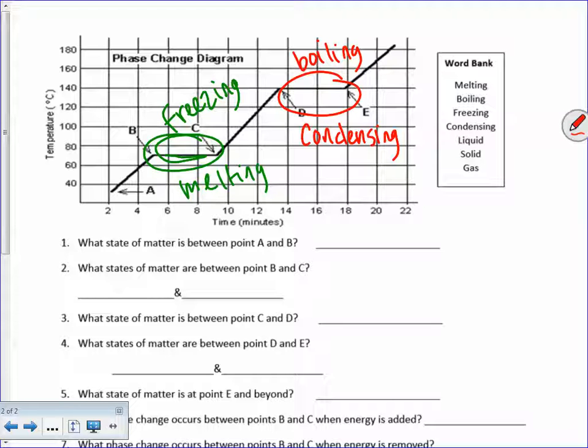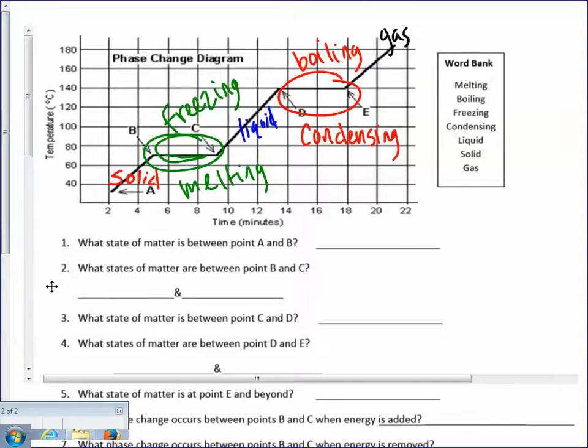The states of matter, remember down here, go back to your notes, you'll see that this is just solid. You could have solid and liquid in this green section. This is just liquid here. And then you could have liquid and gas in the red section. And then over here it would just be gas. So that should help you for reading and understanding a phase change graph, and you should be able to answer those questions. Go back to your notes if you need help, or the textbook.